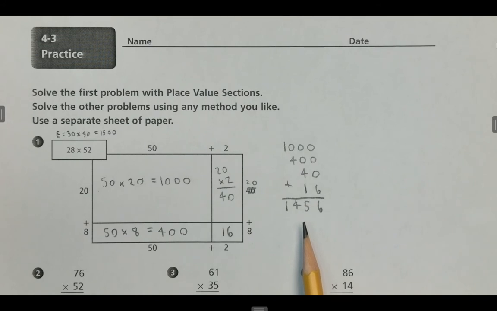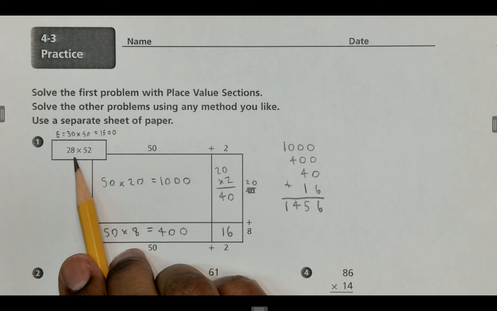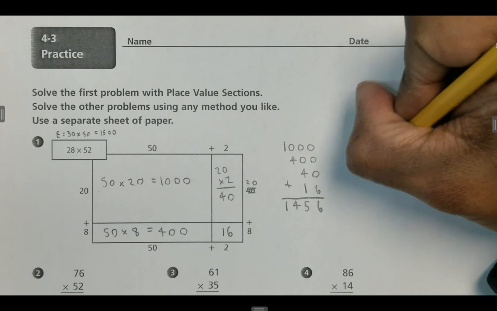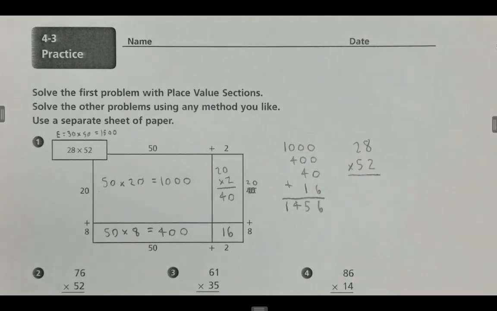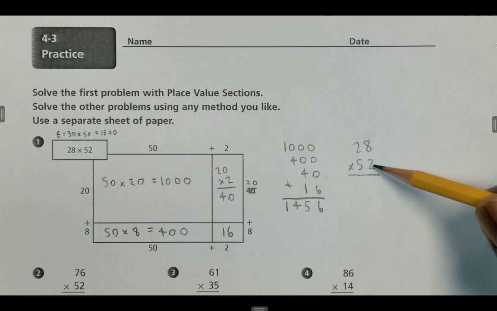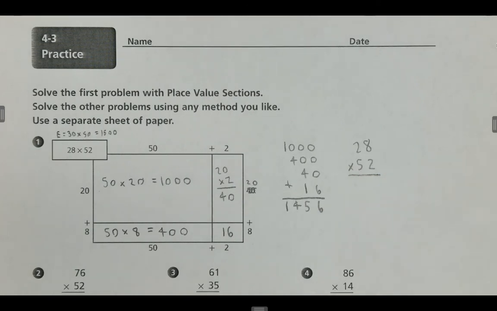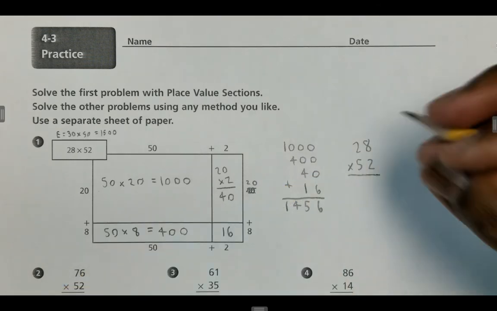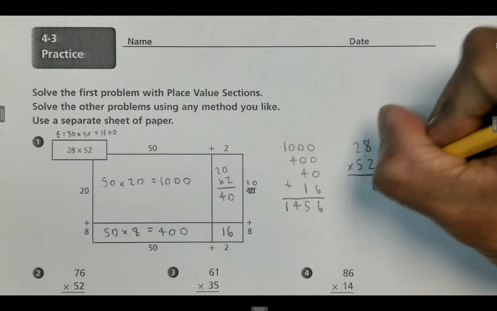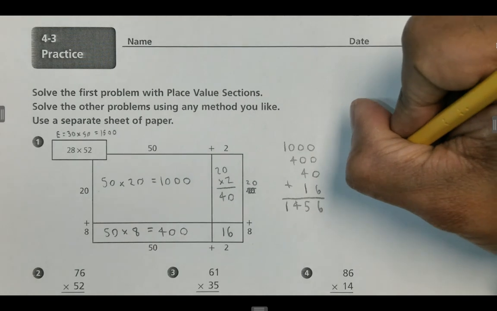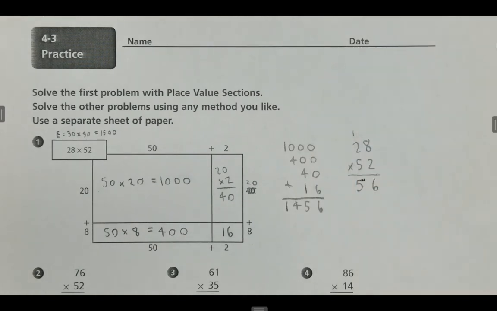But I'm going to check my work by using the traditional algorithm to solve 28 times 52, because after all, that's the way I want you to be solving these problems, not this place values sections method or any other method. So first, I'm going to line the two digits up by place value. And then my first row, I'm going to cover up the 5 and solve 28 multiplied by 2. 2 times 8 is 16. I'll carry a 1. 2 times 2 is 4 plus the 1 that was carried gets us 5.